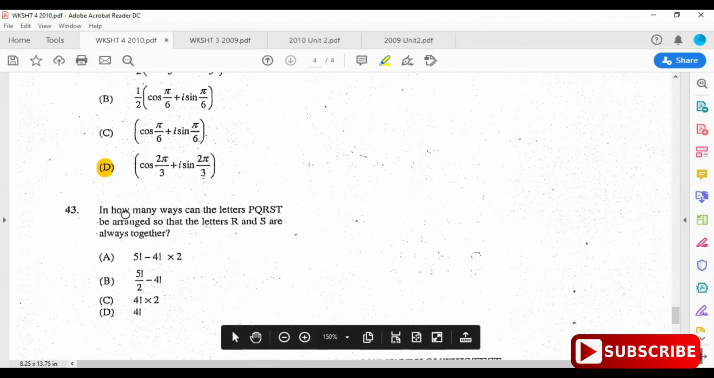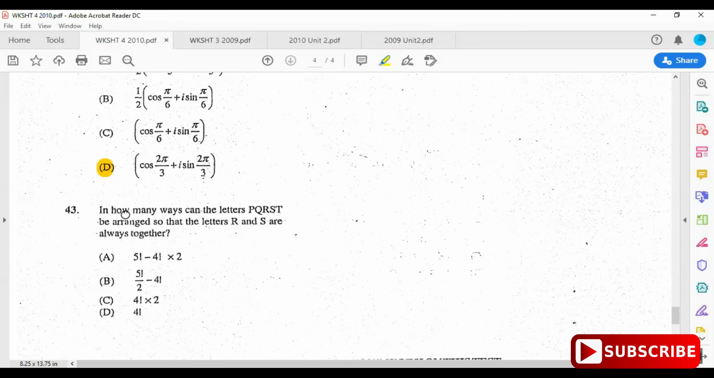Now, this question asks, in how many ways can the letters P, Q, R, and S be arranged so that the letters R and S are always together? So what's this? This is permutation, sir. Permutation. All right, very good.